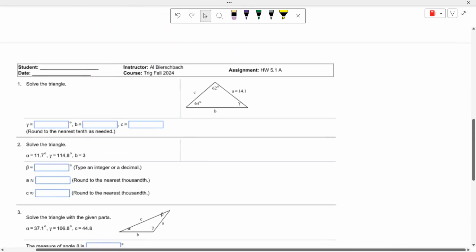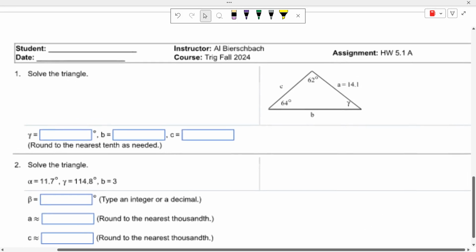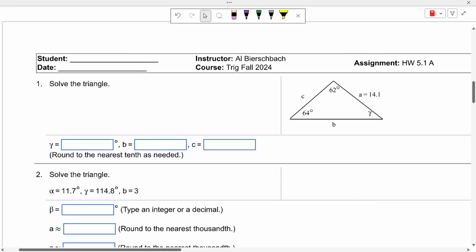Okay, so here's a triangle, and it says solve this triangle. So I want to figure out what every angle is and what every side is. Okay? Now, if you're given two angles, to find the third angle, it's the easiest thing in the world. How many degrees are in a triangle? 180. What's 180 minus 64 minus 62? 54. Okay? So finding that is really easy.